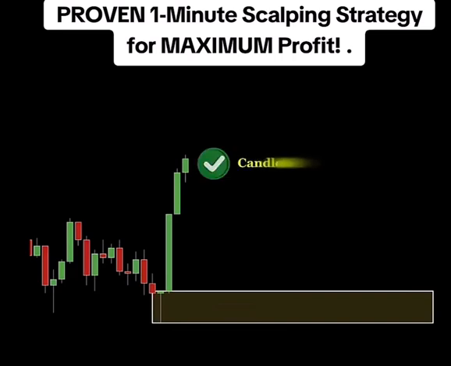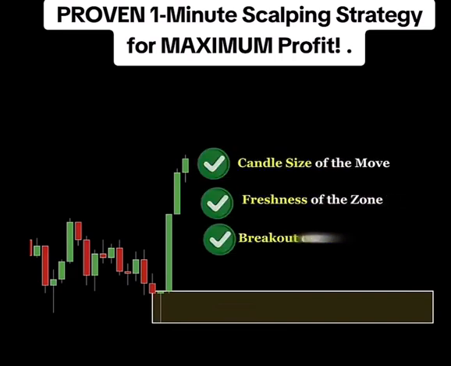By analyzing the candle size, zone freshness, structural breakout, and imbalance, we can confidently determine that this demand zone is high quality and worth trading. These are the exact criteria that help us align with institutional strategies and maximize our edge in the market.